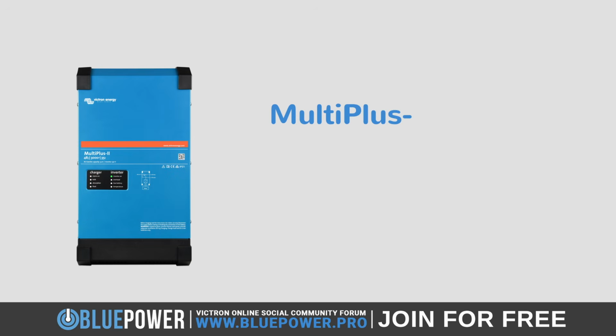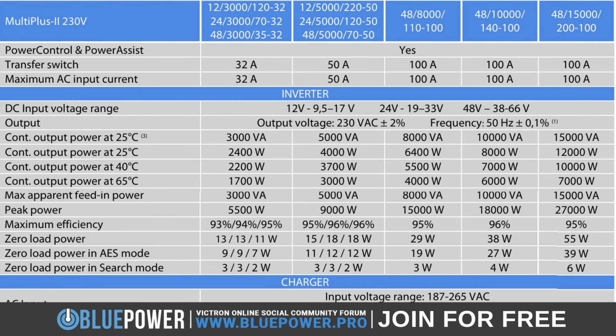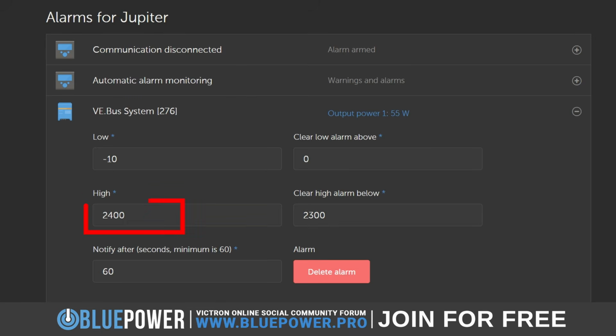The only issue with this is that the inverter is able to push far beyond this limit when not inverting and in pass-through mode. The spec sheet does not show you this limit value, but you can calculate it by taking the max AC input current, which in my inverter's case is 32 amps, and then multiplying it by your grid voltage, which in my case is 230 volts. This gives you the total max pass-through mode load of 7,360 watts. So while the 2400 watt alarm is perfect when it's inverting, it's not great for when it's in pass-through mode, as it sends alerts when there isn't actually any issue.